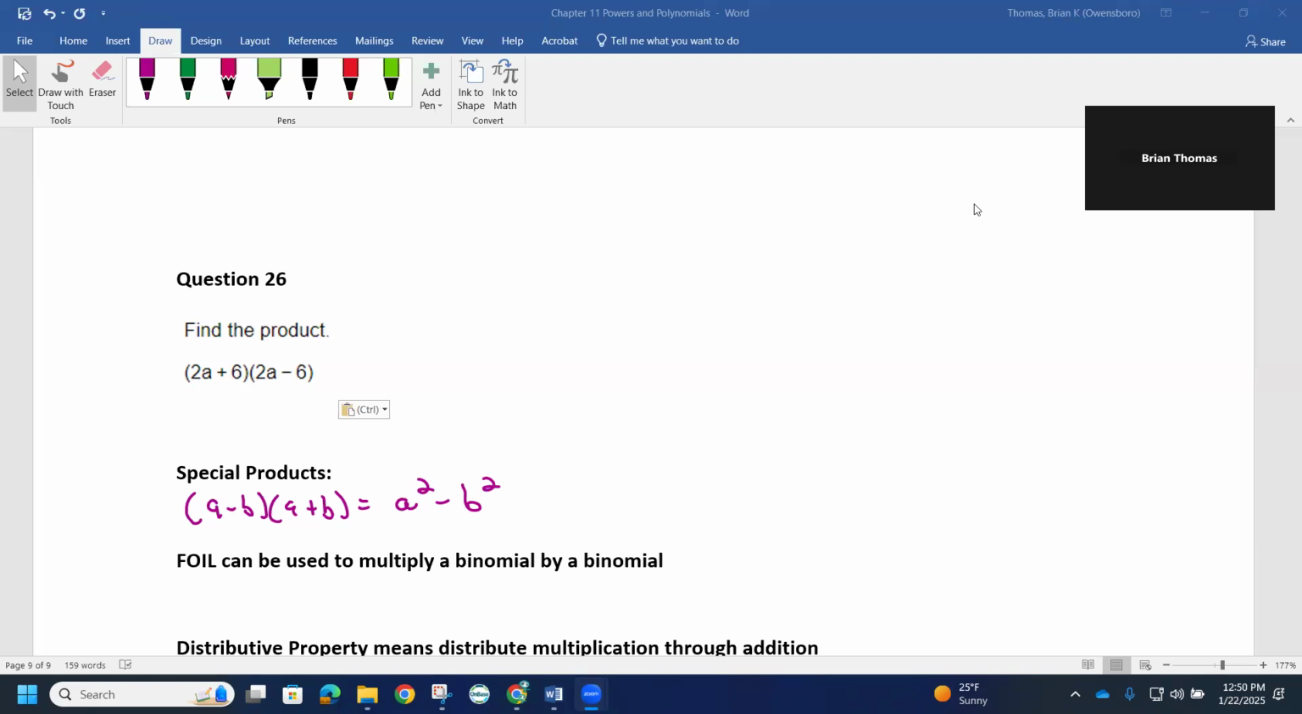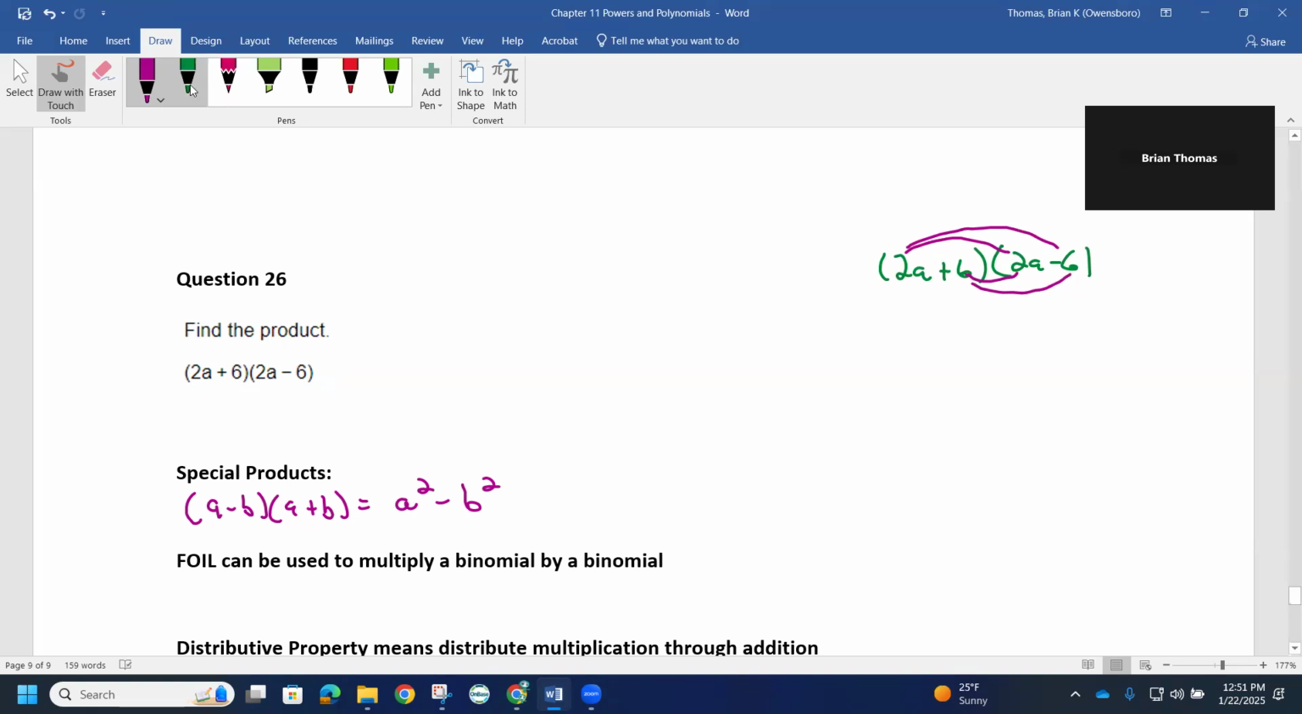So question 26, this one's an interesting one that we can use different strategies. Notice how this is a binomial times a binomial. So again, I could use FOIL on this. I could write this as 2a plus 6 times 2a minus 6. When using FOIL, we're going to multiply the 2a through both pieces first and outer, and then we're going to multiply the 6 through both pieces inner and last.